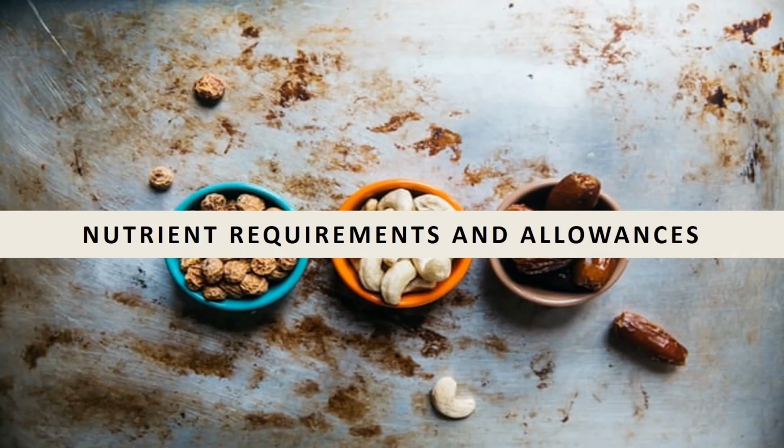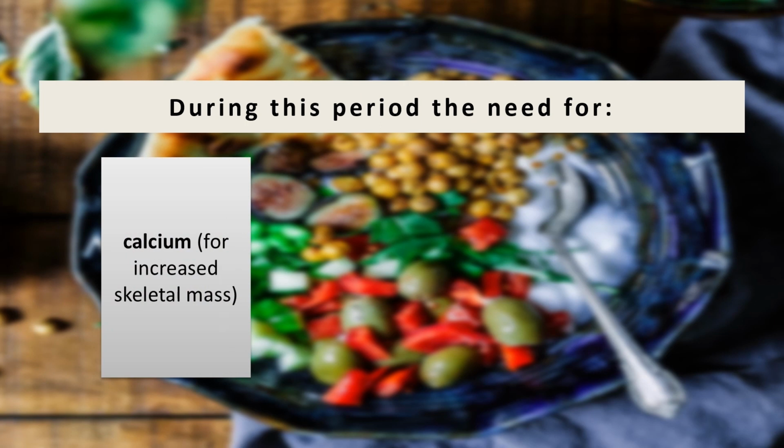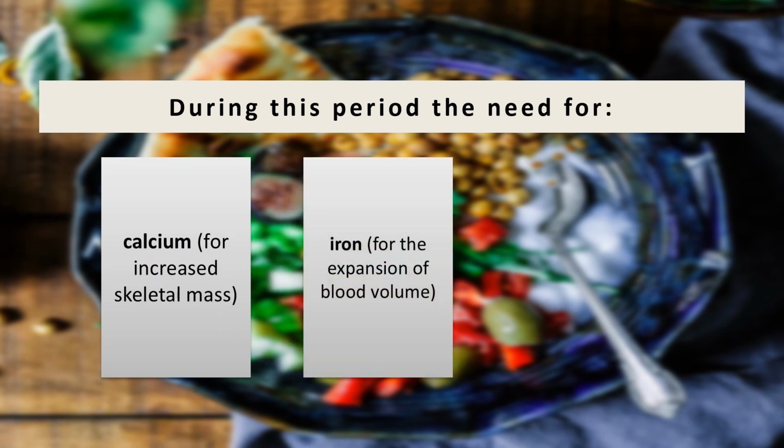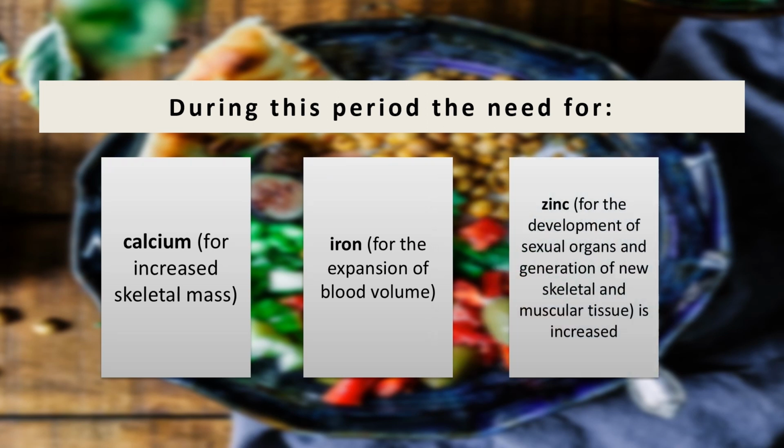During the adolescent growth spurt, for a period of 18 to 24 months, when the growth rate is maximum, the nutritional requirement of the teenager may be twice as much as during the rest of the adolescent period. Energy requirement will depend upon the activity level of the teenager. During this period, the need for calcium is for increased skeletal mass, iron requirement is for the expansion of blood volume, and zinc is needed for the development of sexual organs and generation of new skeletal and muscular tissue. Calcium is required for skeletal development. Girls need more iron than boys because of iron losses during menstruation. Like all other nutrients, vitamin intake is also essential for growth.